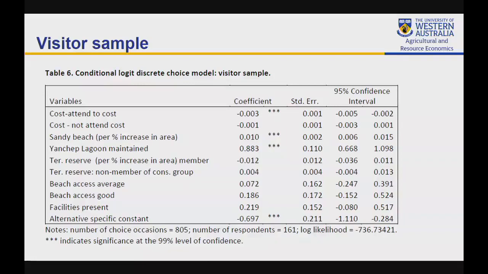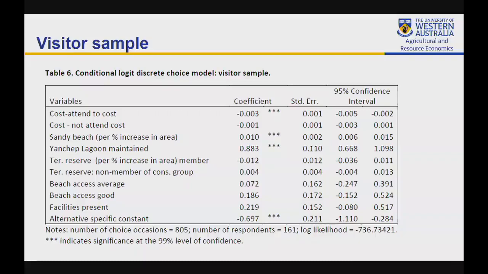This is for the visitor sample, and you can see that they have, well, let's go to the important things. Cost: those who attended to cost, the coefficient is negative and significant, yay. Those who said they didn't attend to cost, it's negative, but it's not significant. Another yay. Essentially, they were truth-telling when they said, I didn't bother about looking at the cost attribute.